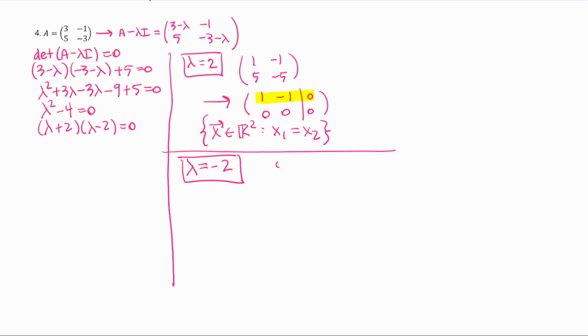3 minus negative 2 would be 5. Negative 1, 5. Negative 3 minus negative 2 would be negative 1 again. So if I row reduce this, I'll just get 5, negative 1, 0, 0. I'm interested in the null space of that matrix, so I'm just going to augment with zeros and interpret my solution.